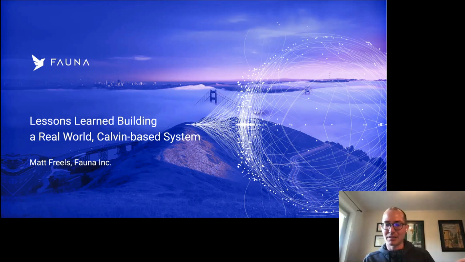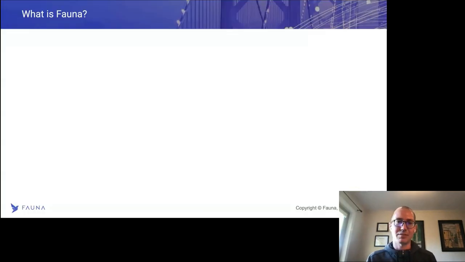I came here to talk to you about Fauna, which is a distributed database that we built at Fauna Inc. I guess the title is the lessons learned building a Calvin-based system. If you're familiar with Calvin, it's a distributed transaction protocol, I'd say an alternative to two-phase commit. So I'll focus on that and give a brief overview of Fauna to provide some context as to why I made the decisions we did, and then get into the protocol and some of the details there itself.